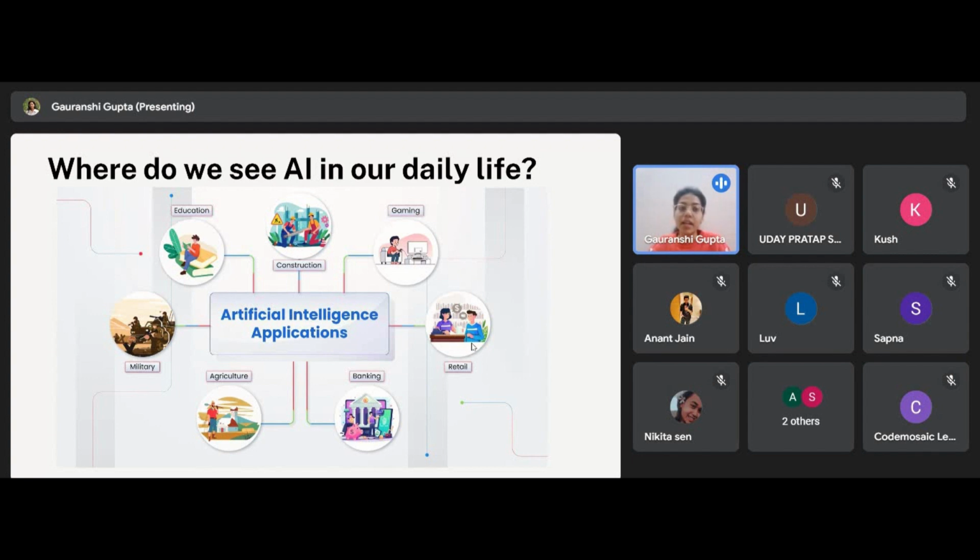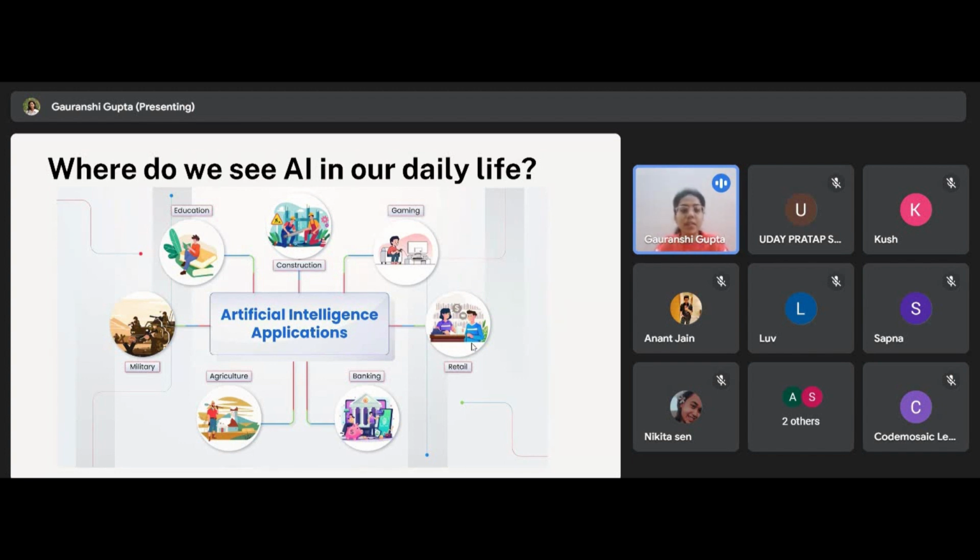Then military. In the military, we see that there are drones available, right? These drones use AI extensively for navigation. And also, if I want to attack a particular landscape, then the sensors available there capture the images, analyze the whole region, and provide the probability of how feasible it is to attack a particular region. This is an application in the military.